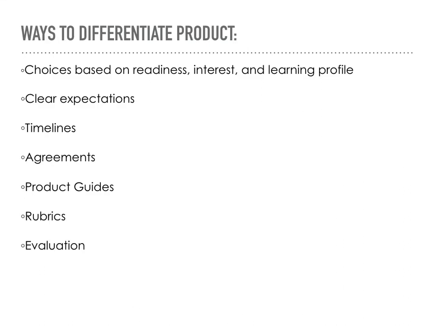There are several ways that we can differentiate product. Choices based on readiness, interest, and learning profile. Setting clear expectations, setting timelines, setting agreements, having product guides, having rubrics, and evaluations.